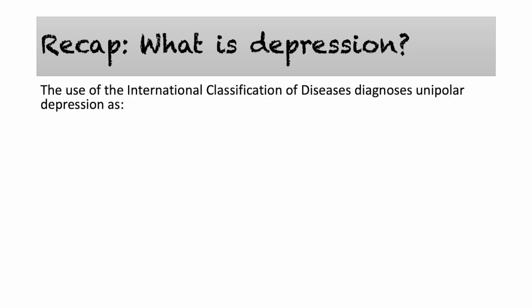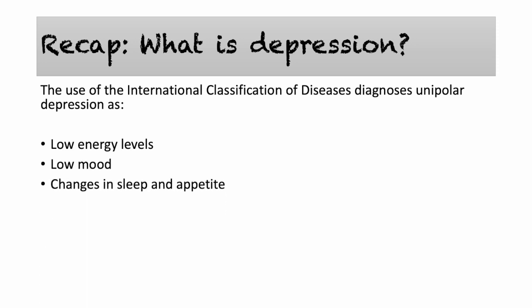The International Classification of Diseases, the ICD, diagnoses unipolar depression as consisting of the following symptoms: low energy levels, low mood, changes in sleep and appetite, and decreased self-confidence. There are more symptoms than that which characterise unipolar depression, but the exam board only expects you to know and remember these four. The exam board also expects you to know how the severity of depression can be classified.